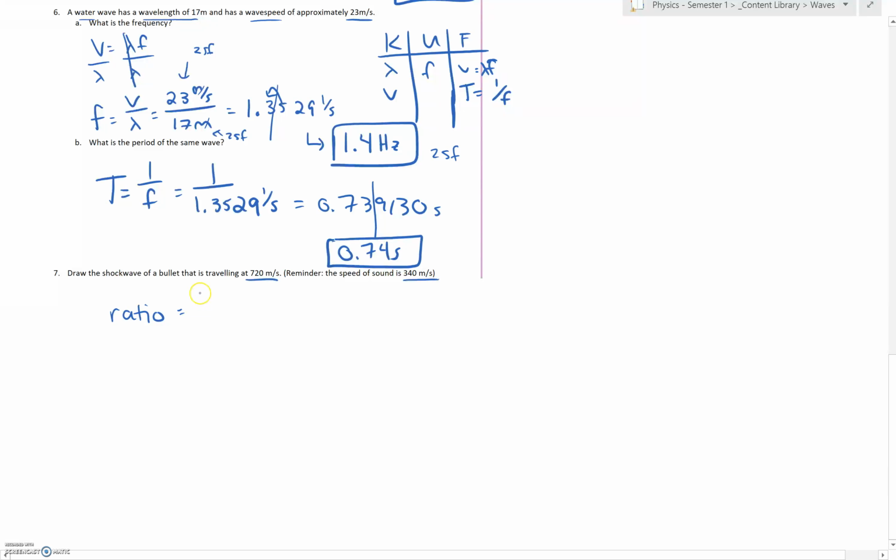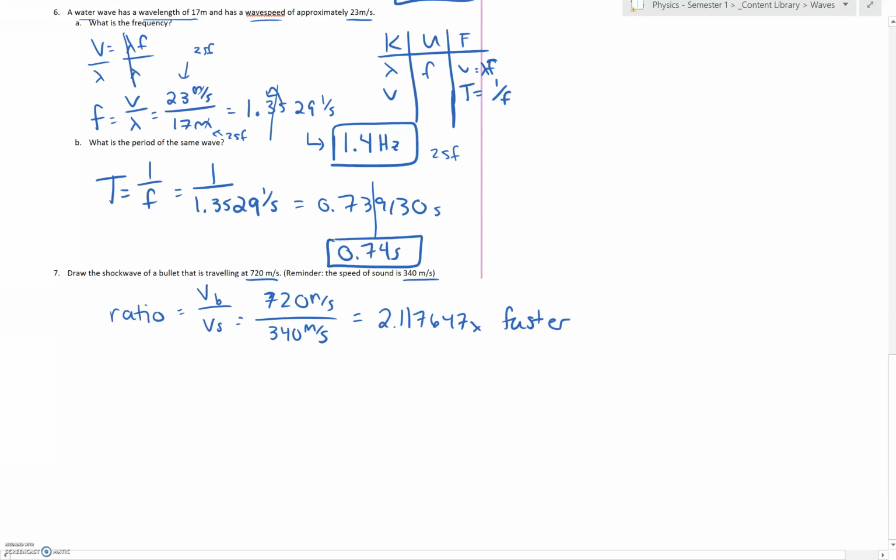So the ratio of the speed of the bullet to the speed of sound is 720 meters per second divided by 340 meters per second. Okay, so when I plug that into my calculator, and I'm going to do this real time. Normally I've been jumping around and not doing it real time, but what I get here is that the bullet is traveling 2.117647 times faster than sound.